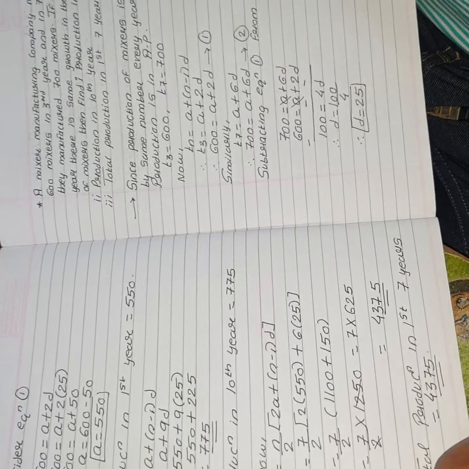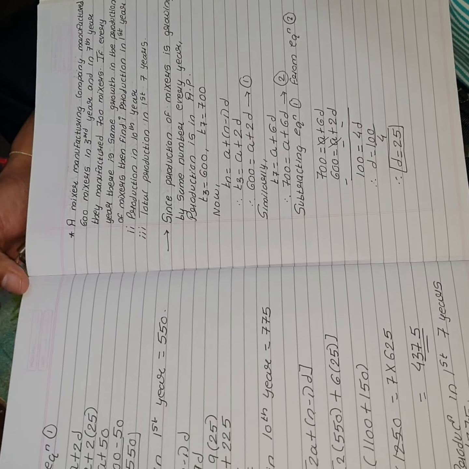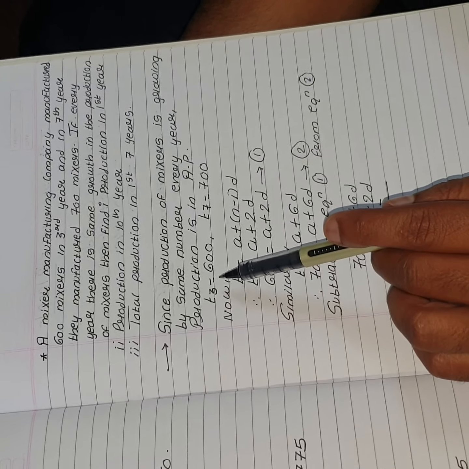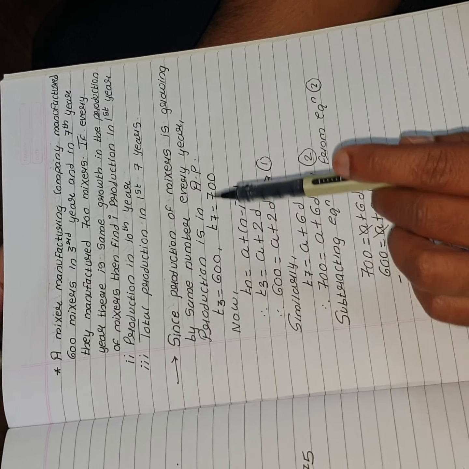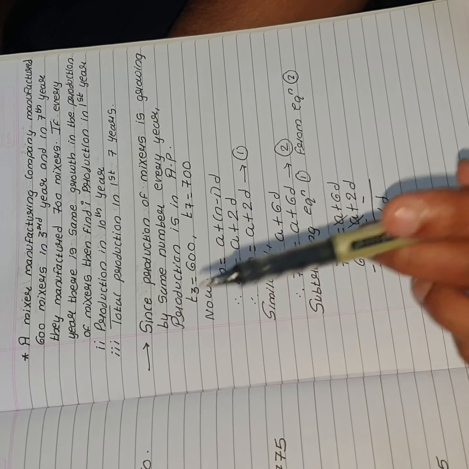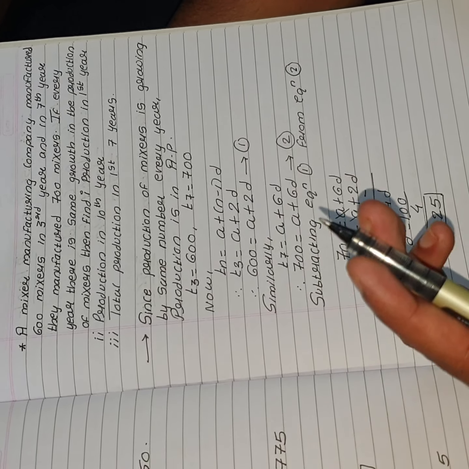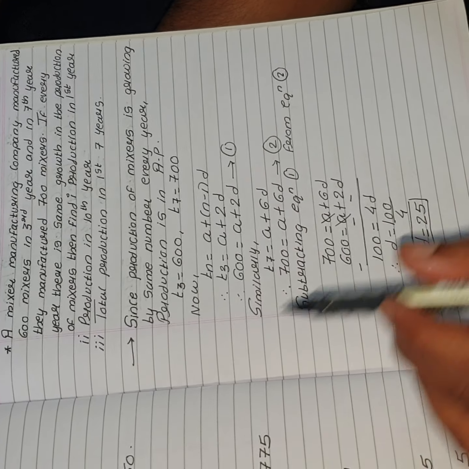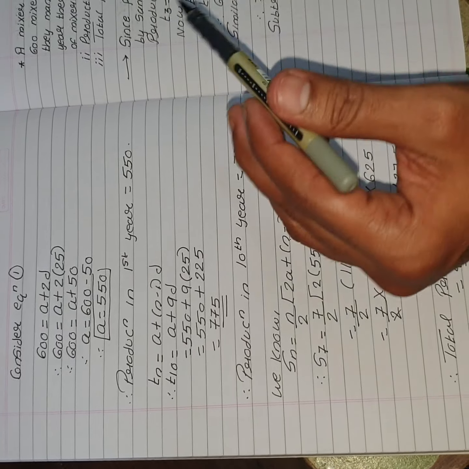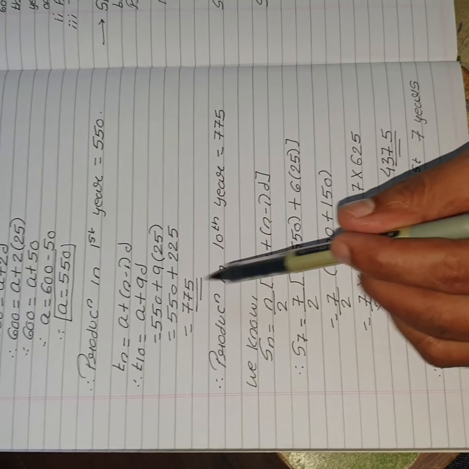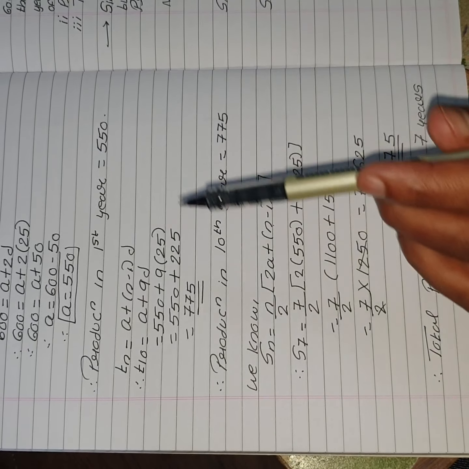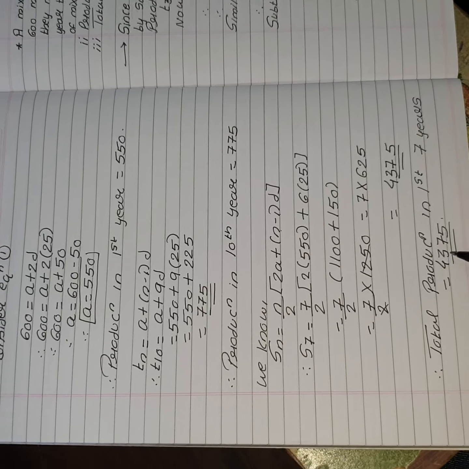In this sum we are talking about the production of mixers. They have given us that the production of mixers is increasing by the same number every year. So we took production is in AP. They have given us the production of the mixers in third year, that is T3 is equal to 600. Production of mixers in 7th year, that is T7 is equal to 700. We applied the formula of T of n. We got two equations. After solving those two equations, we got the value of A and we got the value of D. After finding out the value of A, we got the production of mixers in first year. In second question they have asked us the production in 10th year, so we have to find out T of 10. So again we applied the formula of T of n. In third question they asked us total production in first 7 years, so we applied the formula of S of n and our final answer was 4375.